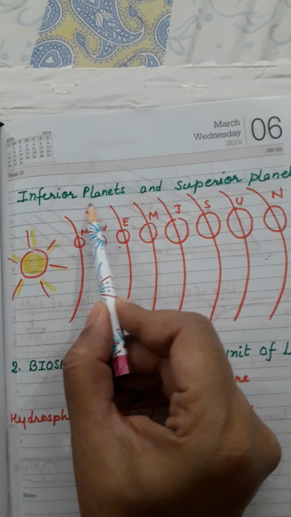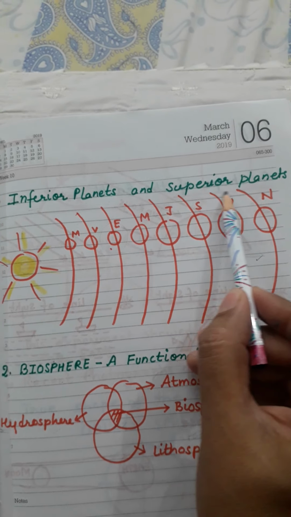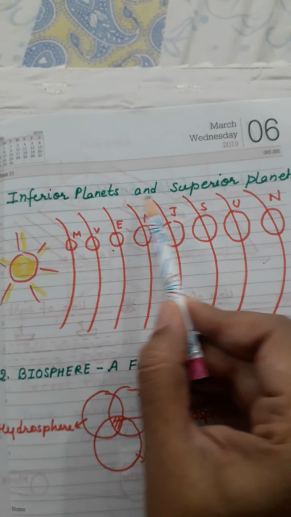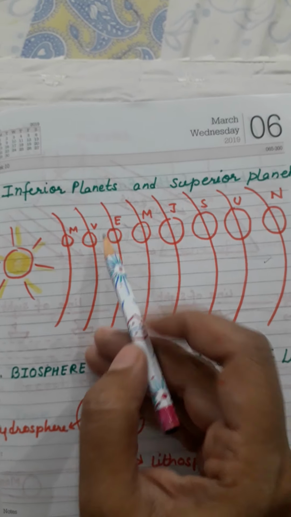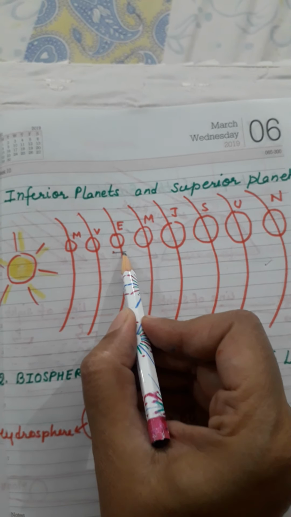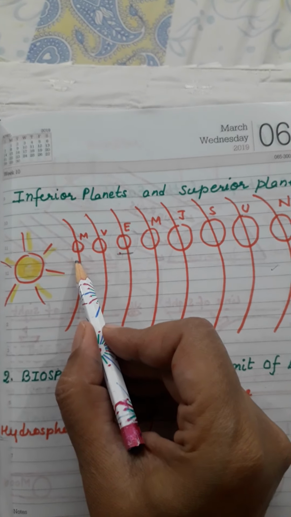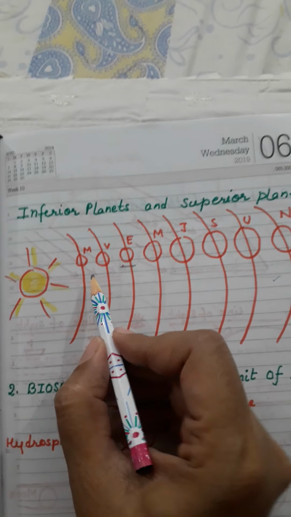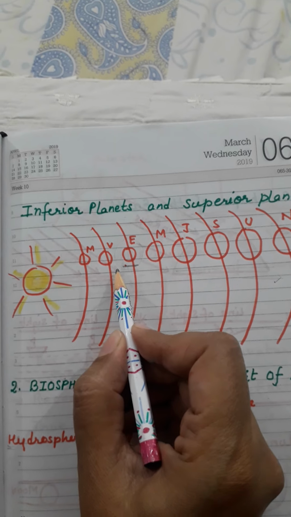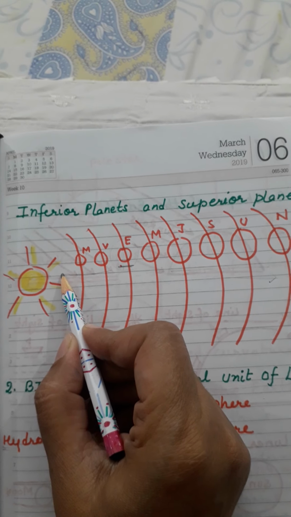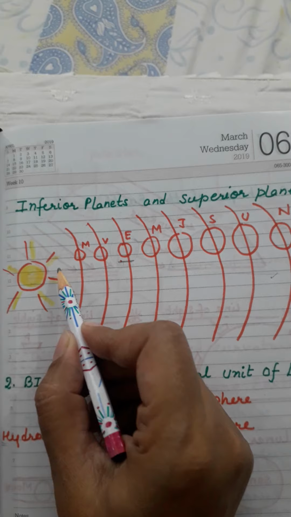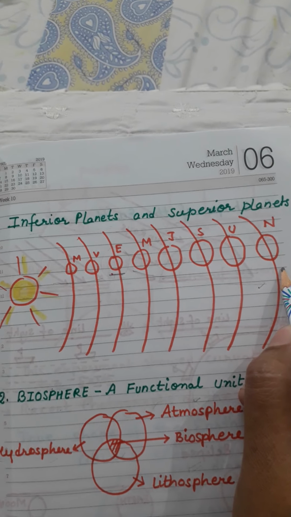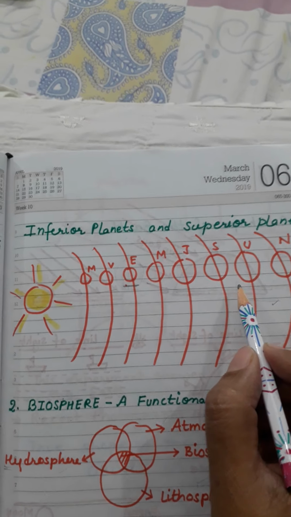Next is inferior planets and superior planets. To learn the difference between inferior and superior planets, we have to learn that Earth is a reference point between them. Now, the first difference is the planets that lie before the Earth are called inferior planets. The planets after the Earth in the solar system are called superior planets.